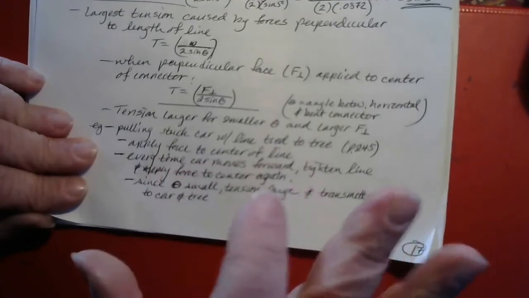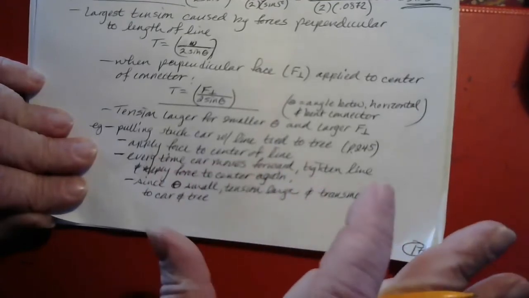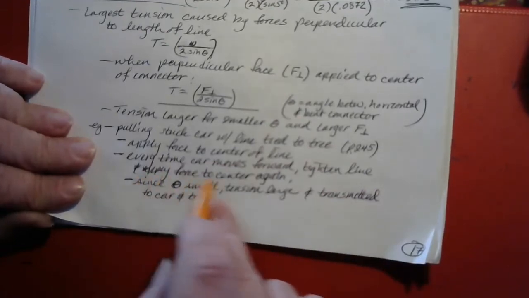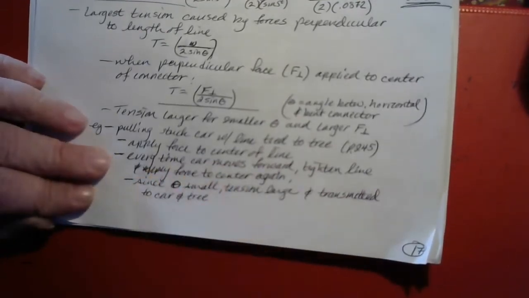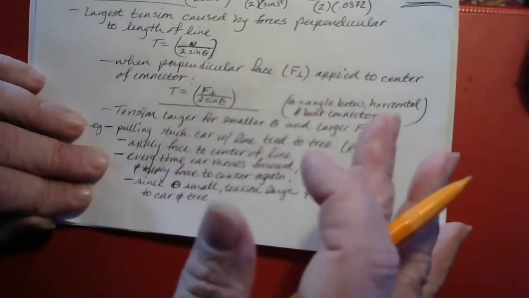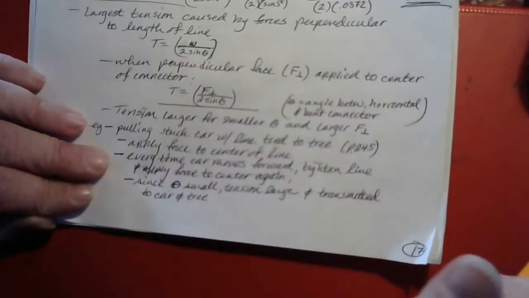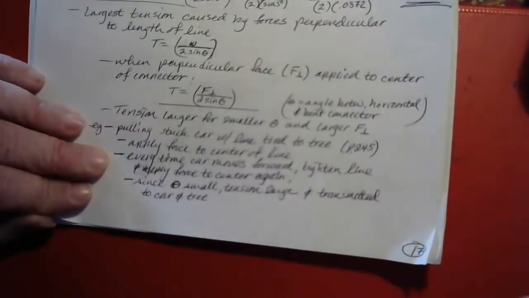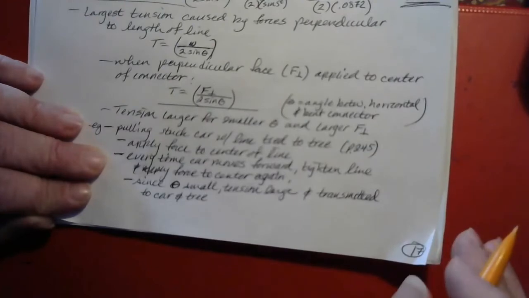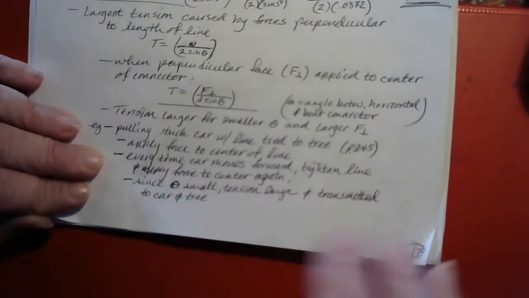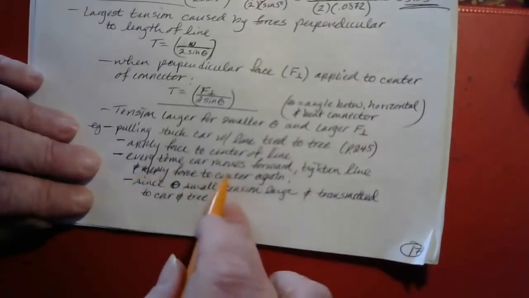And this technique has actually been tried, and it's well proven, and it's a pretty good way to do stuff like this. Every time you apply force to the center of the line, and every time the car moves forward, you retighten the line and apply some more force, and the car will move forward a little bit again. And you tighten the line and you apply some more force, and eventually the car will be out of the mud.